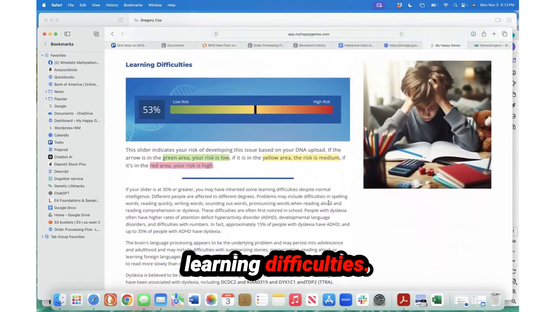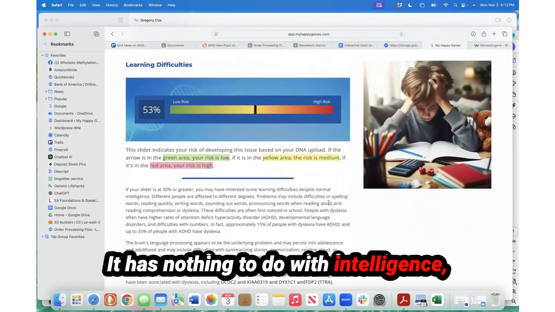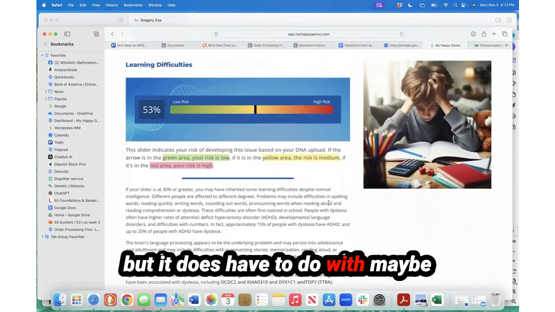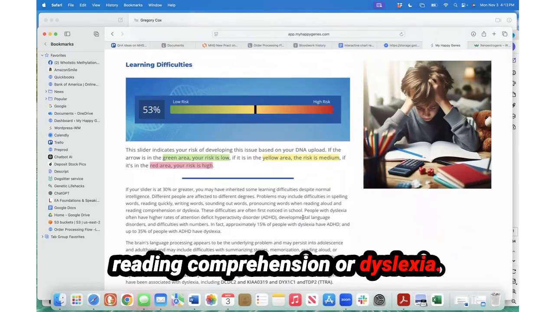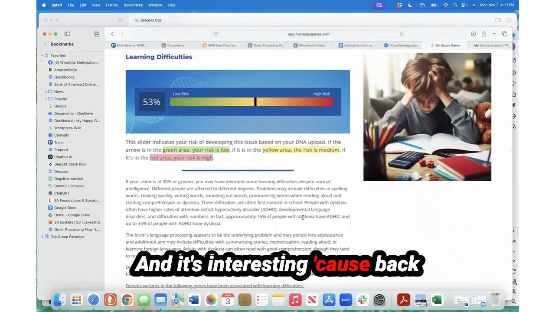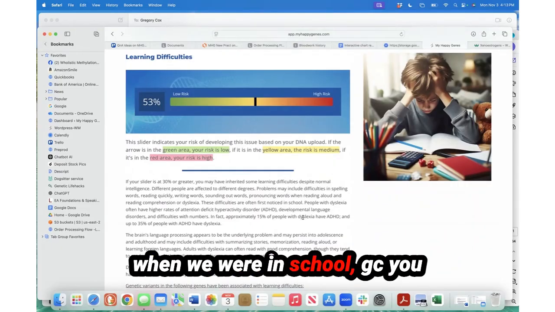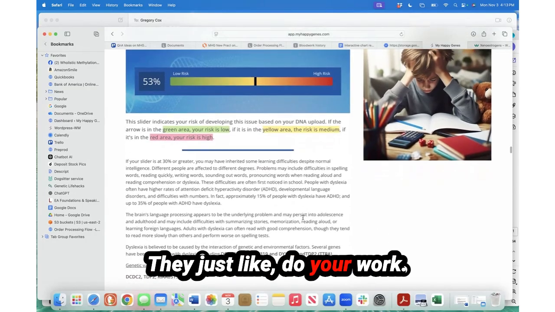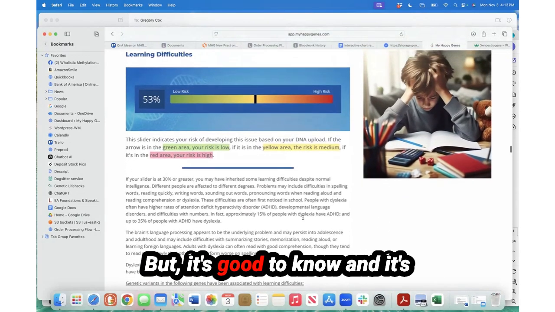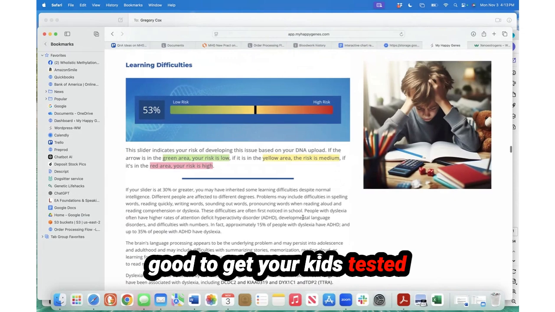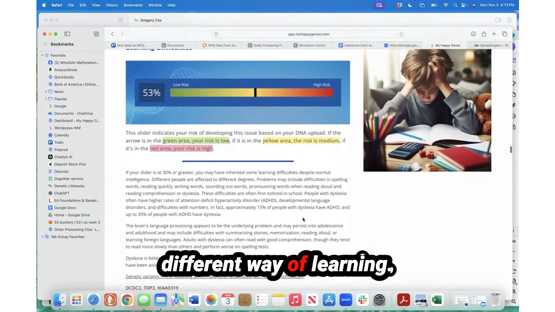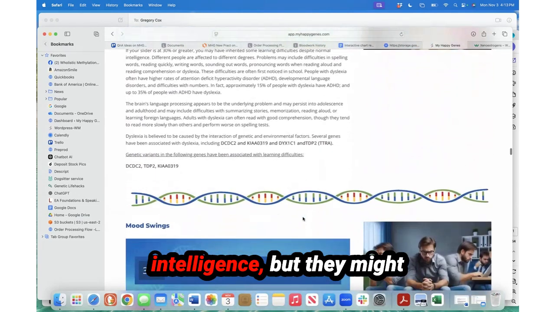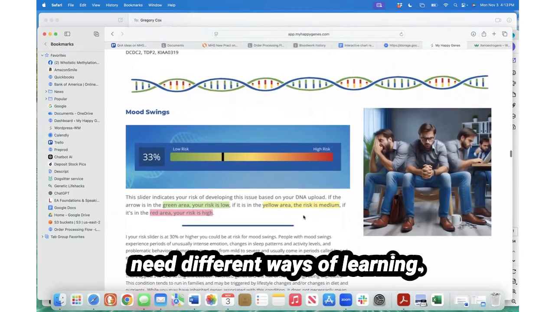Pretty high in the learning difficulties. It has nothing to do with intelligence, but it does have to do with maybe reading comprehension or dyslexias. And it's interesting because back when we were in school, GC, you probably remember, nobody paid attention to these things. They just said, do your work. But it's good to know, and it's good to get your kids tested too to see if they've got a different way of learning. It's not anything to do with intelligence, but they might need different ways of learning.